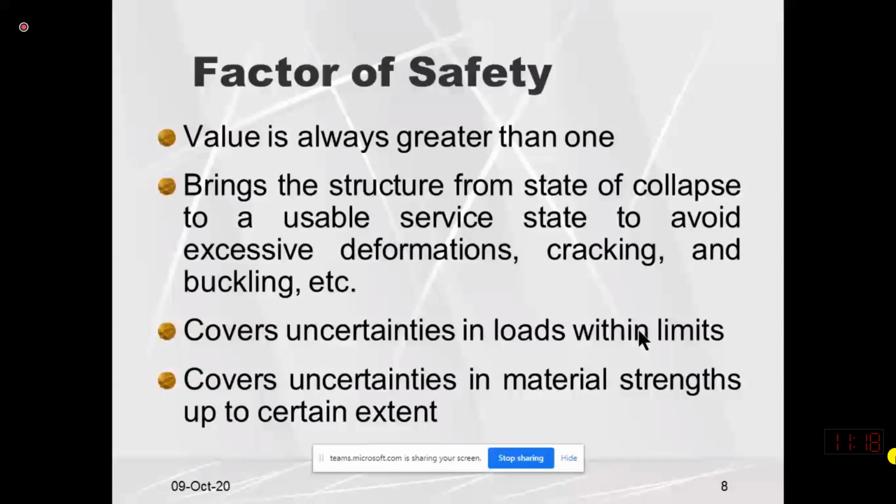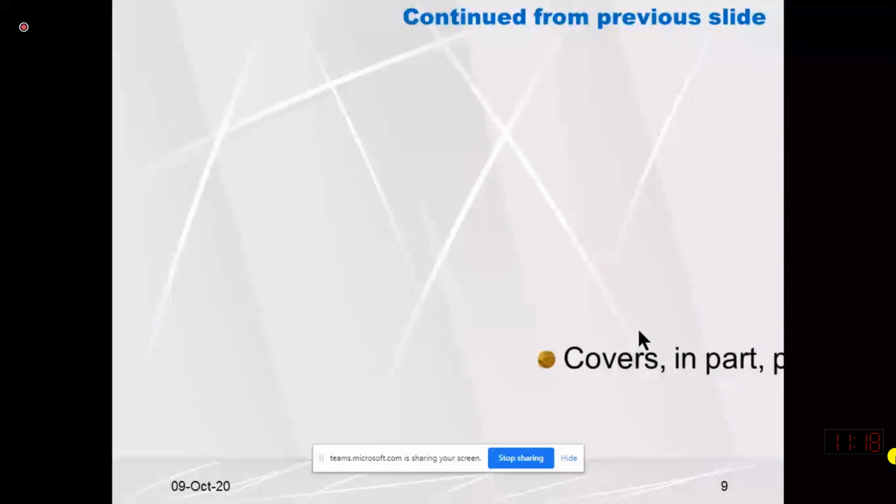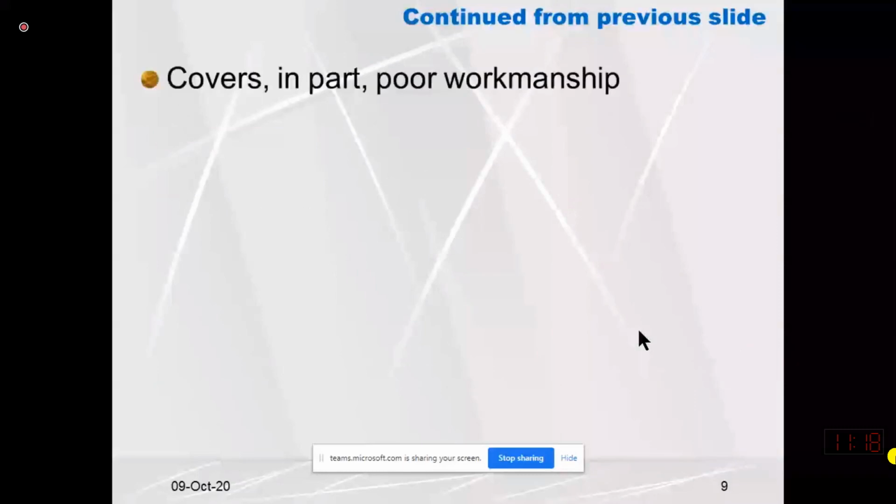And it also covers part in poor workmanship. Poor workmanship, that I told you, that if we are using the factor of safety, we are actually computing the larger area as required. So poor workmanship, that at the end we have to cut the material into different shapes.